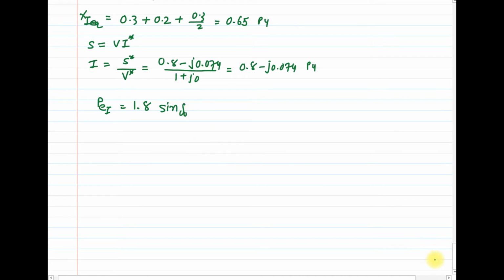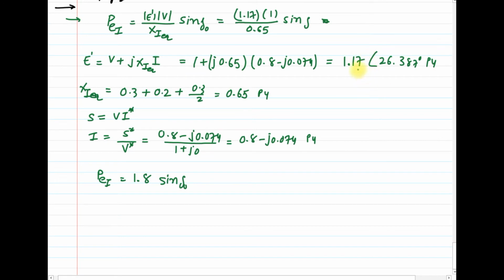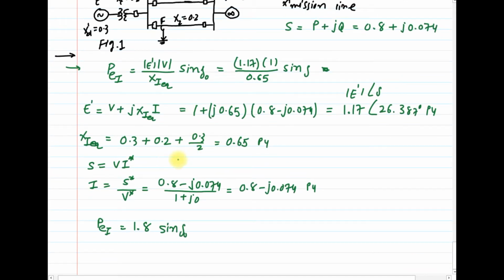Clear? Now we can substitute the value of delta from here also, as it is given as E dash angle delta. But if you wish you can verify and cross check by calculating the angle delta 0. So let us calculate the angle delta 0. As the P1 normal operating condition power delivered by the machine is given as 0.8, Pmax is equal to 1.8 sine delta 0.